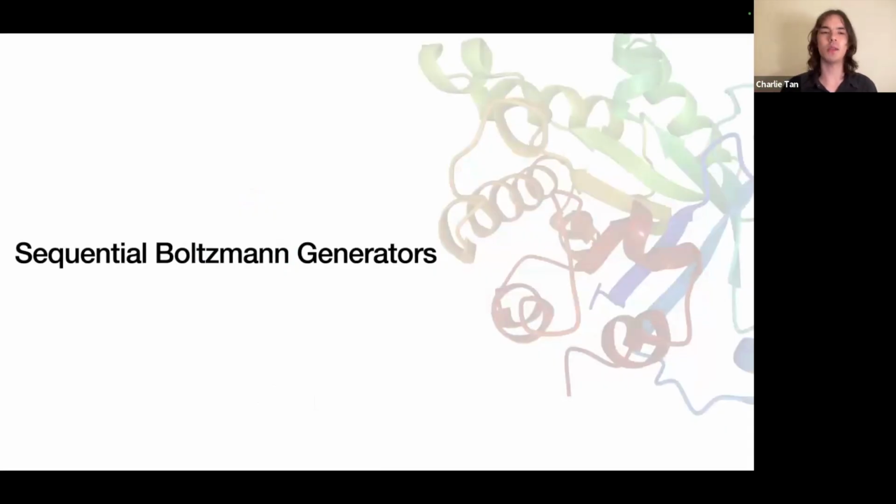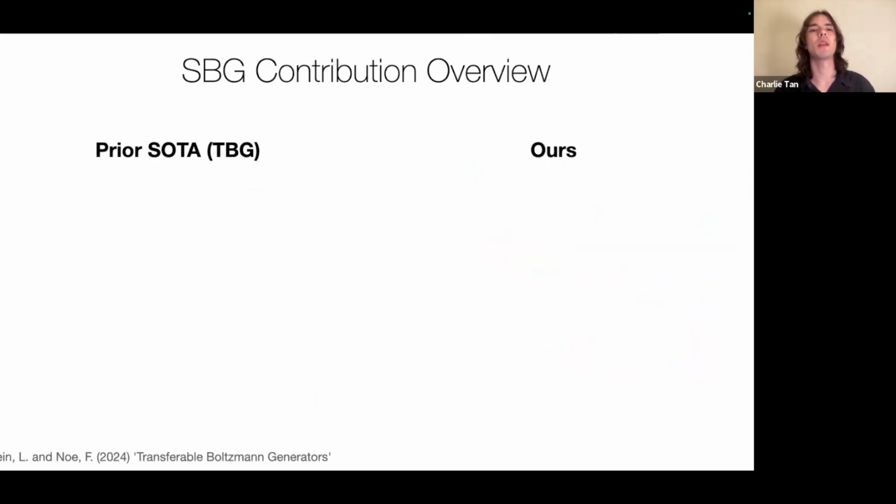Now on to sequential Boltzmann generators, which was the preceding paper. Just to do an overview of the contributions: in the sequential Boltzmann generators paper, we were only considering single systems. So you have an MD trajectory for the system you care about, and you train a generative model on it, and then that is your proposal. But the prior state of the art was actually from the transferable Boltzmann generators paper. They had a few single system experiments in there too.